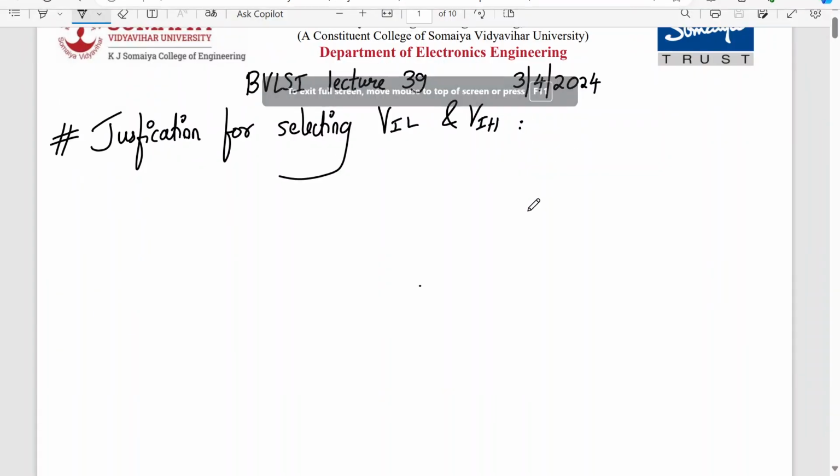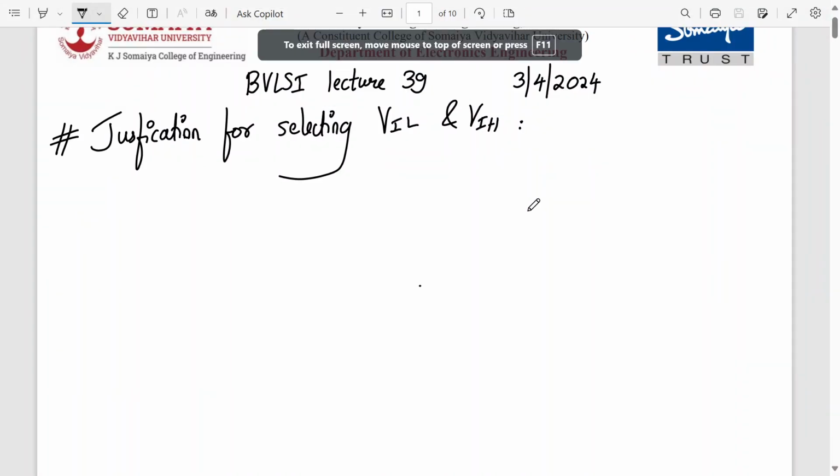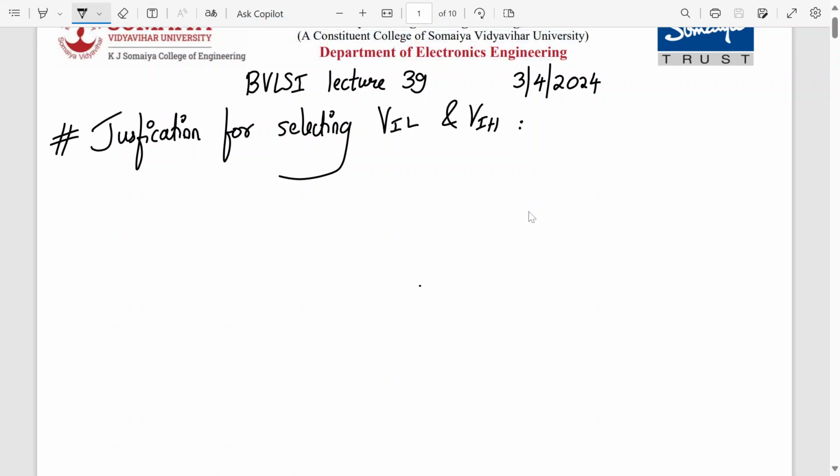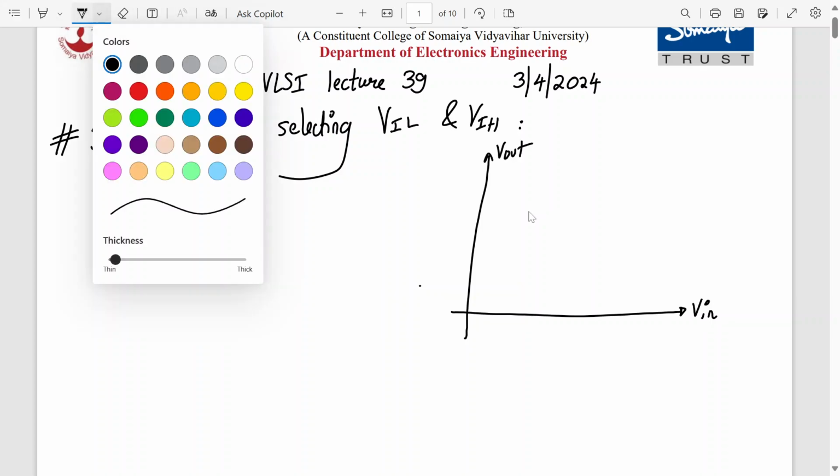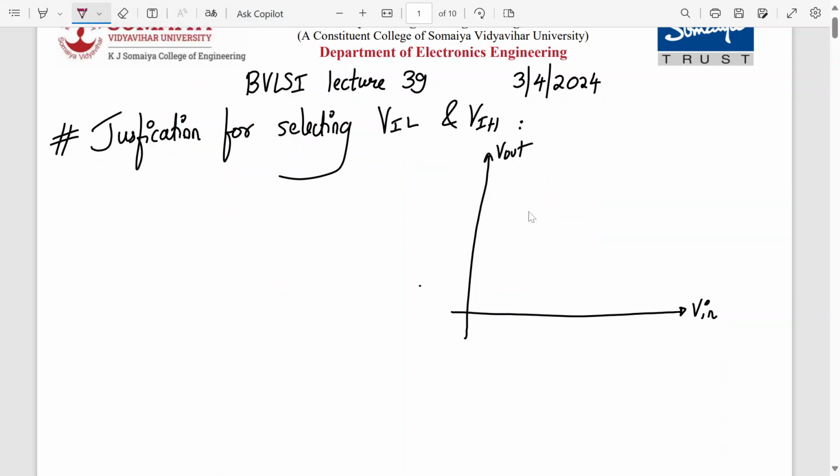Okay, so we'll start with BVLSI lecture number 39. Yesterday we have seen the general shape of a VTC curve. I am redrawing it over here. So this is my V in, this is my V out, and the general nature of the VTC curve is like this.